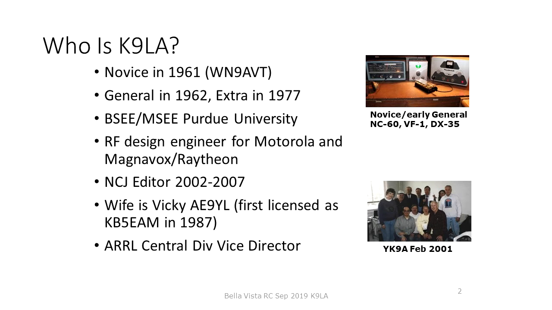Okay, on the "Who is K9LA" screen, up in the upper right, that's my novice station back in '61. It was a National NC-60 receiver that I used for shortwave listening prior to getting licensed, and a good old Heathkit DX-35. It's a bug. I started with a straight key, but graduated to a bug. It was a lot easier than a straight key.